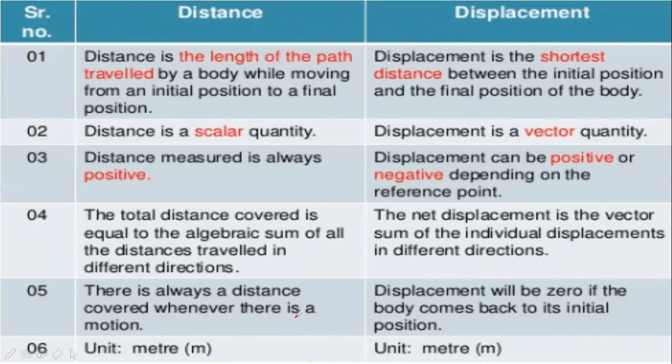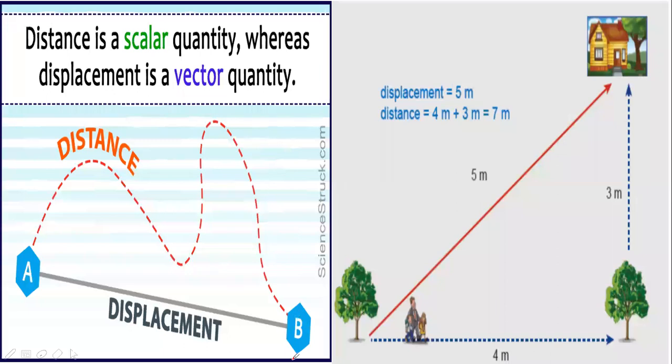Displacement will be zero if the body comes back to its initial position. Unit is meter, unit is meter. I will explain these points in the coming figures. Now, distance is a scalar quantity whereas displacement is a vector quantity. Distance and displacement are shown in the diagram.